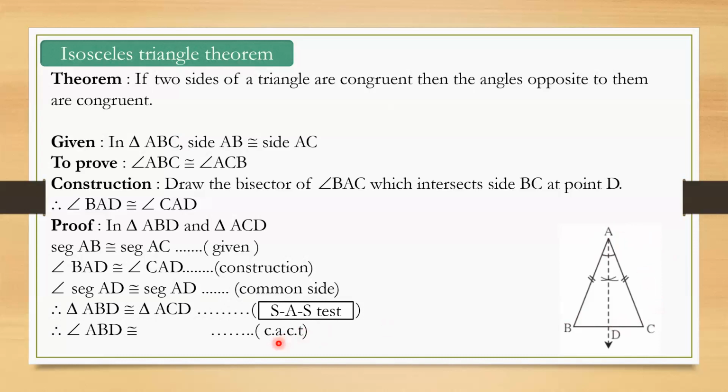Okay, now what is CACT? CACT means congruent angles of congruent triangles. So if the triangles are congruent, the angles inside them also become automatically congruent to each other. Because these are remaining parameters, even though three parameters are equal, once the triangles become congruent to each other, the other remaining parameters automatically become congruent. So we can write here angle ABD is congruent to angle ACD.